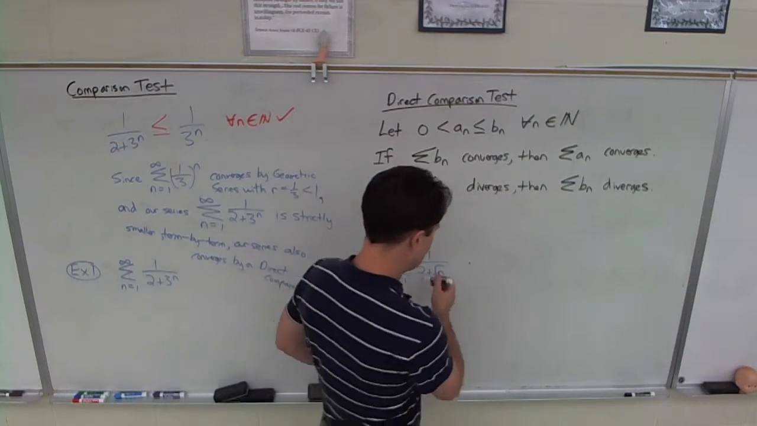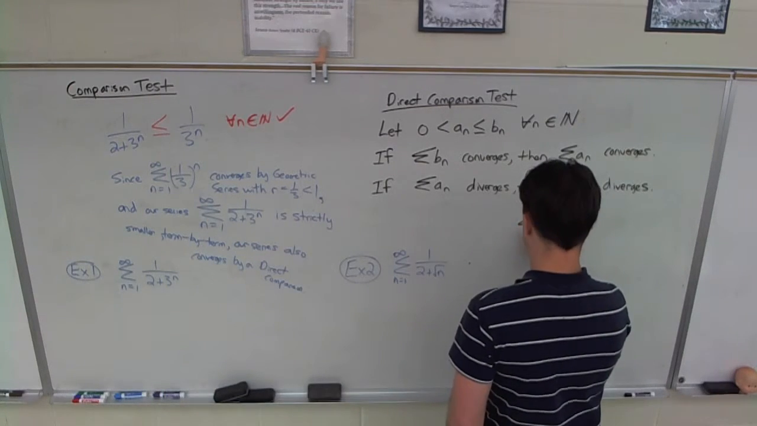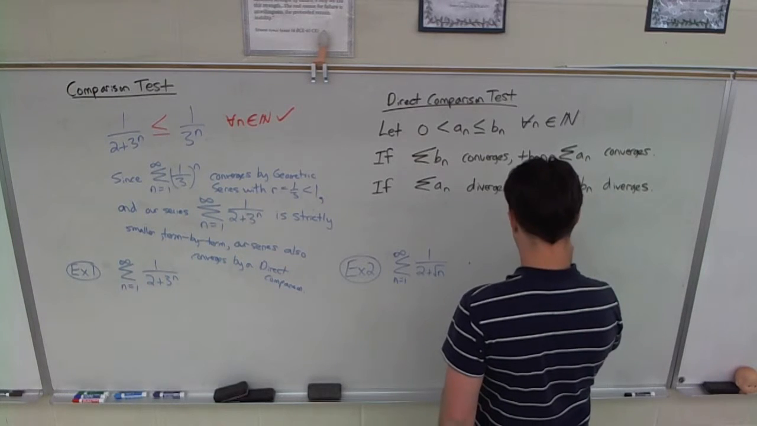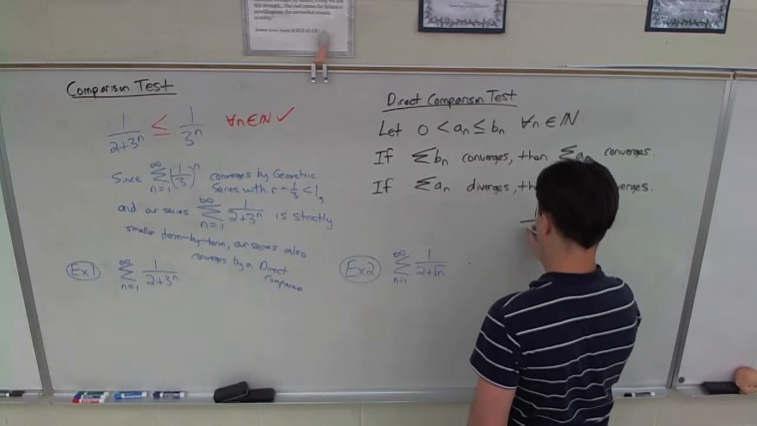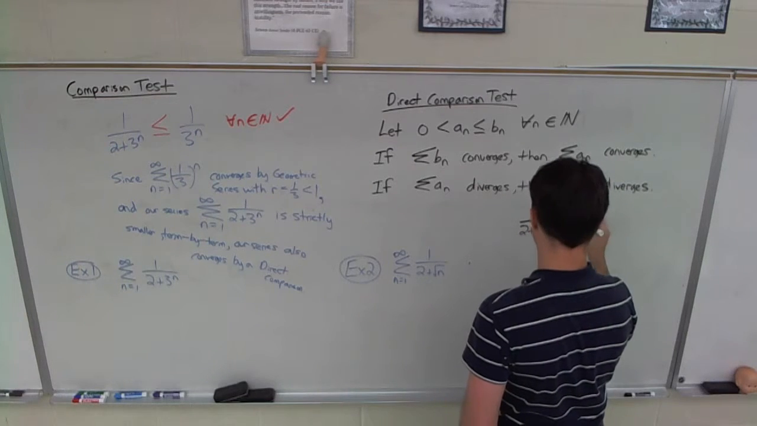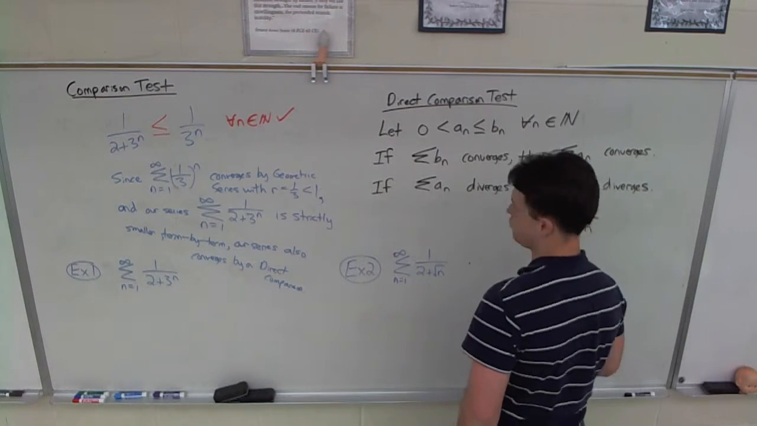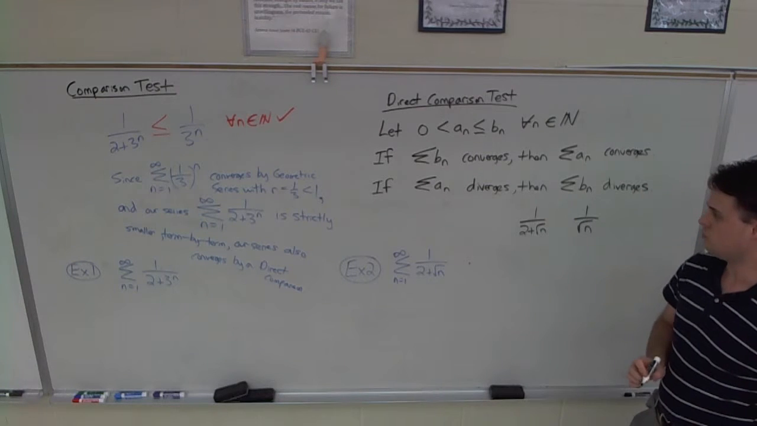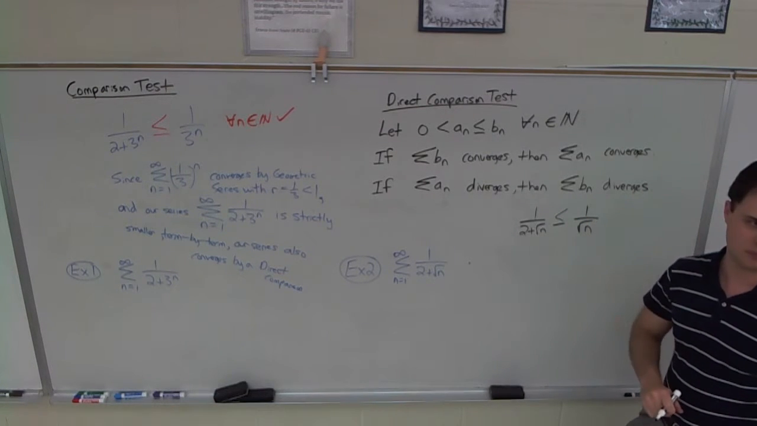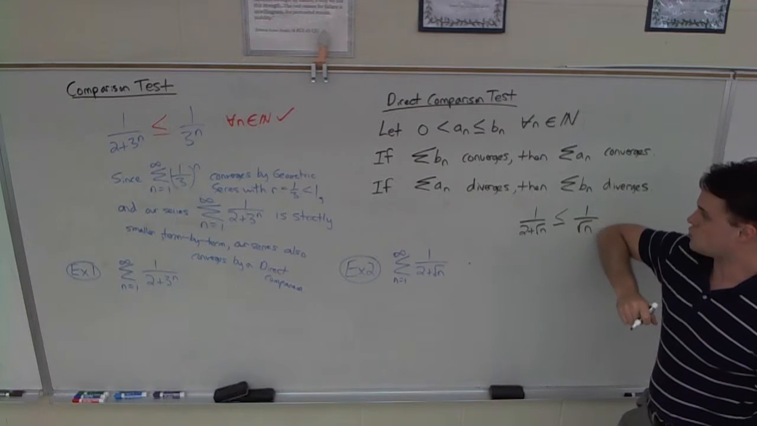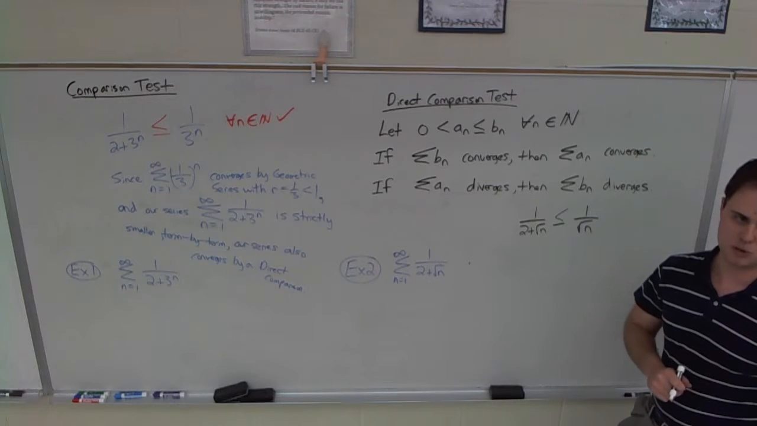Okay. So that 2 is just a little bit extra. So the series of, well, first let's just think about what's bigger and what's smaller. So we've got 1 over 2 plus root n. How does that compare to just 1 over root n? It's just like last time, right? Same idea. So the question is, does this guy converge or diverge?